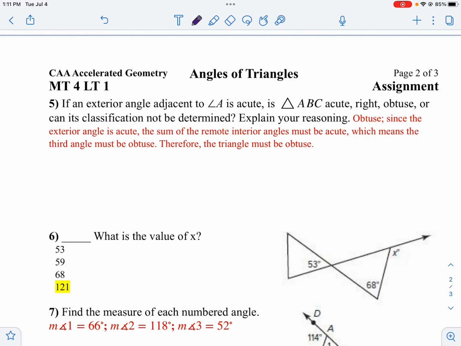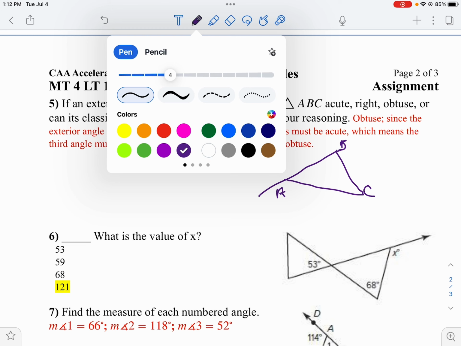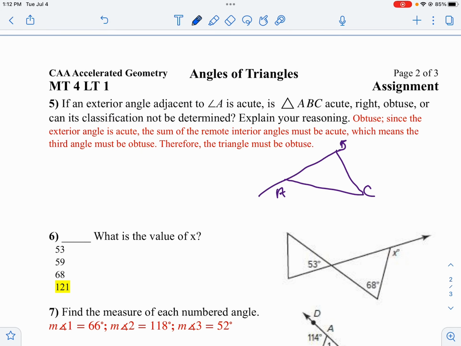On question number 5, I think it's easiest if we draw this out. So we have triangle ABC, and when we draw it out, it definitely did not draw this to scale. We're told that the exterior angle is acute. So this is going to be an acute angle, which means the angle next to it inside has to be obtuse. So since you have one obtuse angle, that makes the triangle obtuse. That's what I wrote down here.